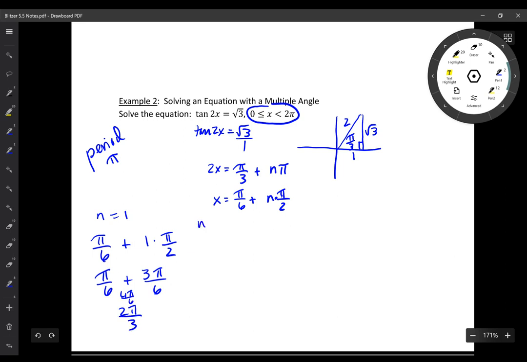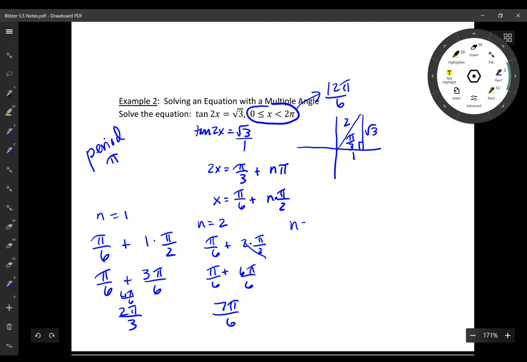Okay, now what about if n equals 2? Will that give me another solution? So that's going to be pi over 6 plus 2 times pi over 2. So that would just be plus pi. So pi over 6 plus 6 pi over 6. So 7 pi over 6 would be another answer. Remember, I have to be between 0 and 2 pi. 7 pi over 6 is definitely within that. 2 pi would be like 12 pi over 6, right? So I have more room.